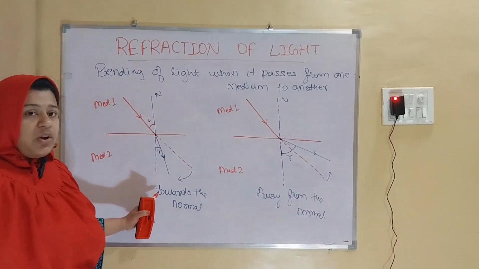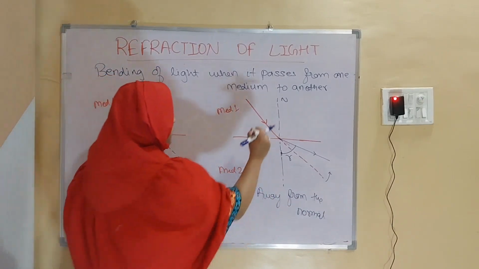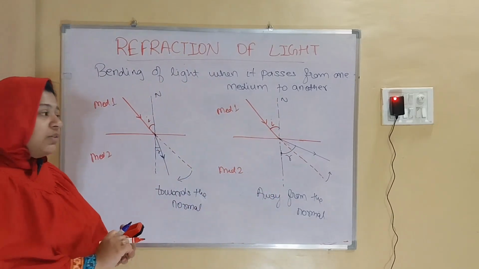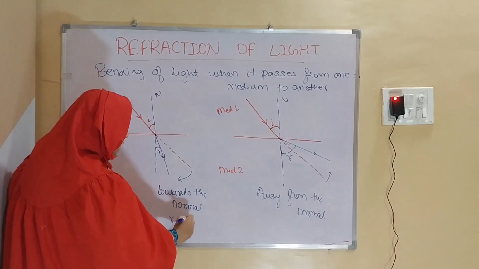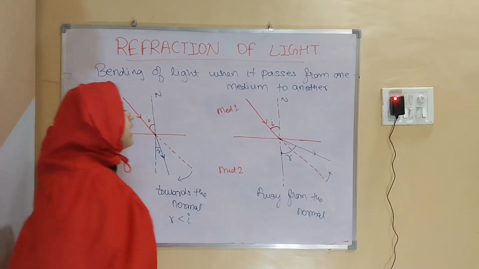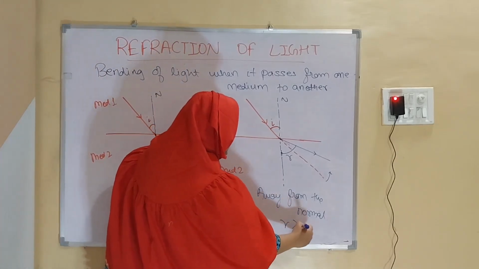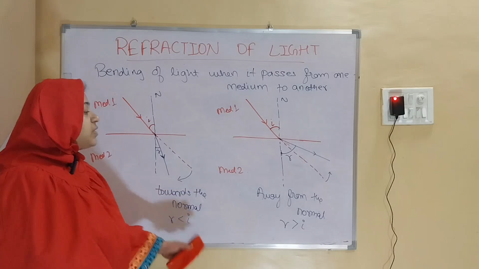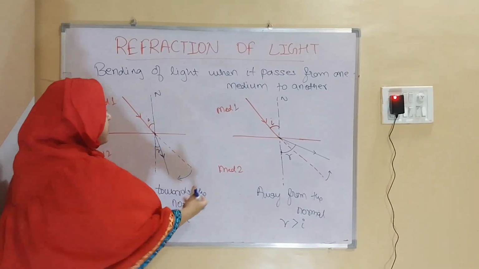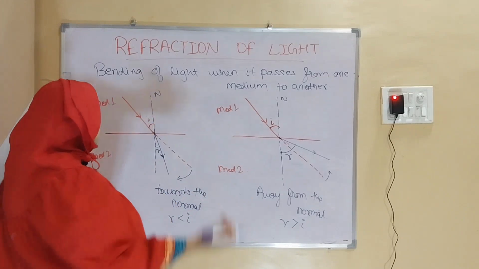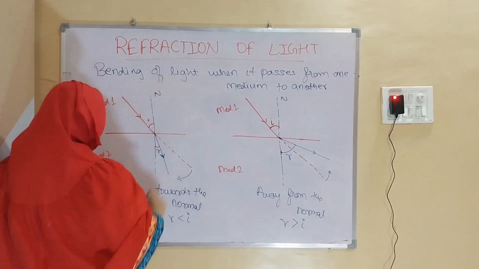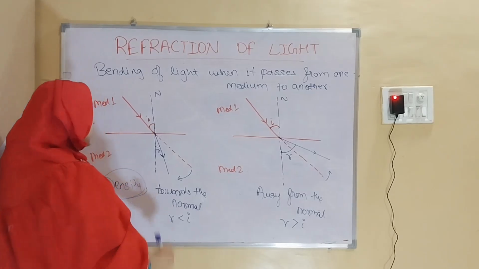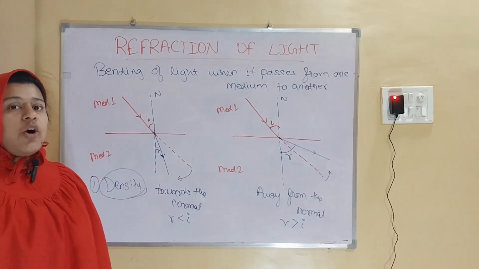This is bending towards the normal and this is bending away from the normal, and this is the angle of incidence. For the same angle of incidence, we observe that here the angle of refraction is less than the angle of incidence, and in this case the angle of refraction is greater than the angle of incidence. Now what are the factors on which these two depend? The first is the density, and the most important factor, the optical density of a medium.